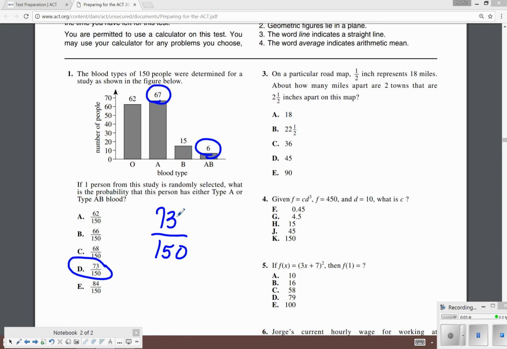Be careful, because sometimes if your fraction could be simplified, you won't see this fraction as one of your answers. You'll have to simplify that fraction first before you look for it as an answer. So we added A and AB together and then wrote it out of the total number of people that were asked.